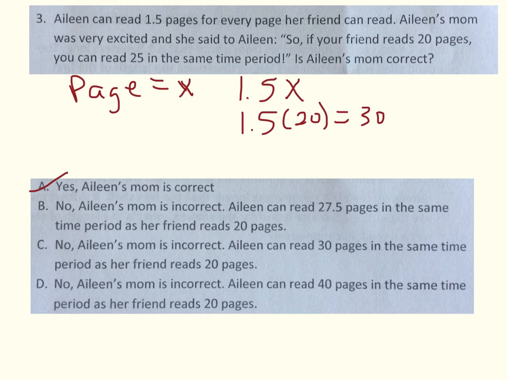But let's look at the other answers. All of the answers have no, Aileen's mom is incorrect. So it's possible that all three could be the right answer. But if you look at the rest, Aileen can read 27.5, Aileen can read 30, and Aileen can read 40 pages. The only one that makes sense or that corresponds to our work is C. So you can eliminate B and D. And that right there is the correct answer.